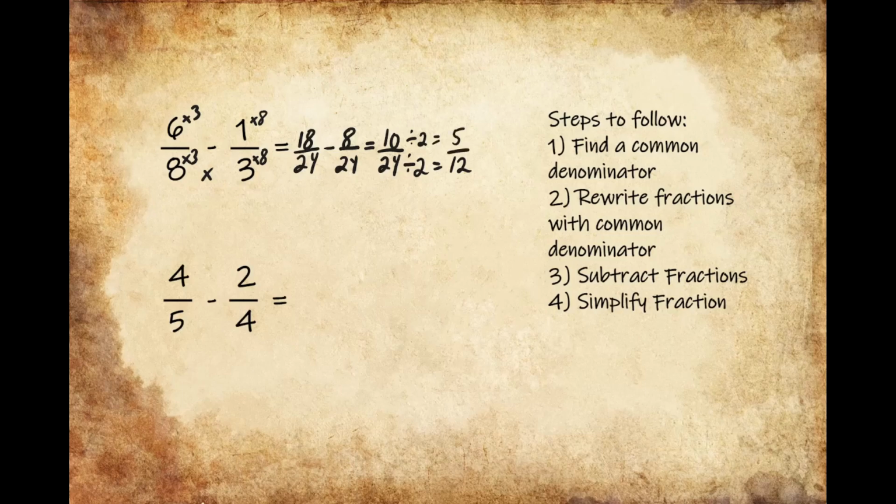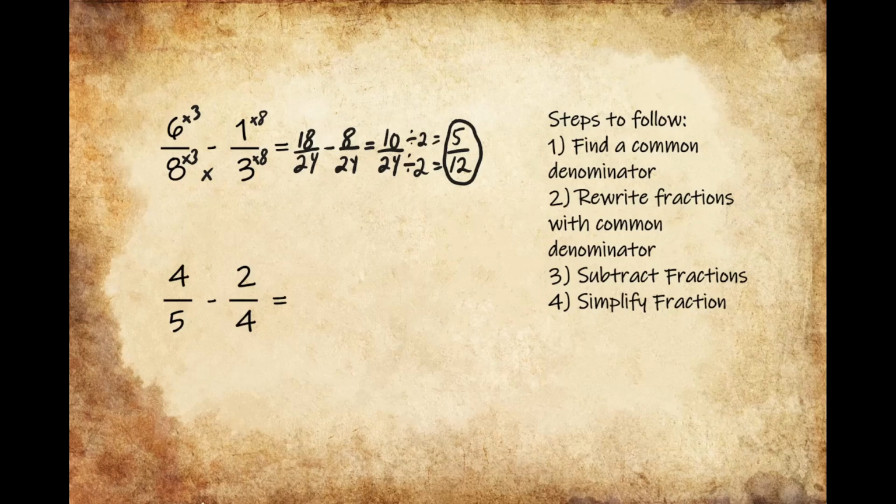So 5 over 12. And as we can see here, there's no common factor other than 1 between 5 and 12. So we know that this answer is written in its lowest possible terms. So 6/8 minus 1/3 gives us 5/12. So now that we've solved the first one, if you feel ready to try the second one, I encourage you to give it a shot.